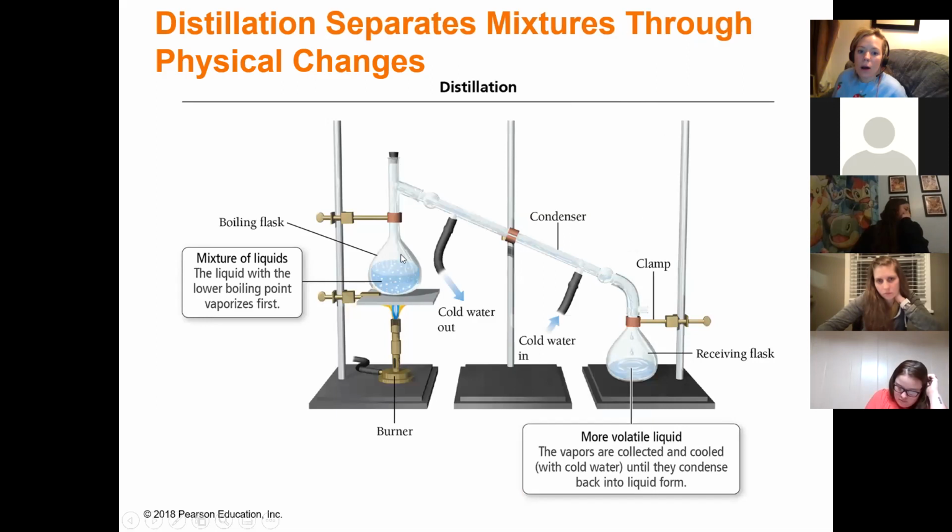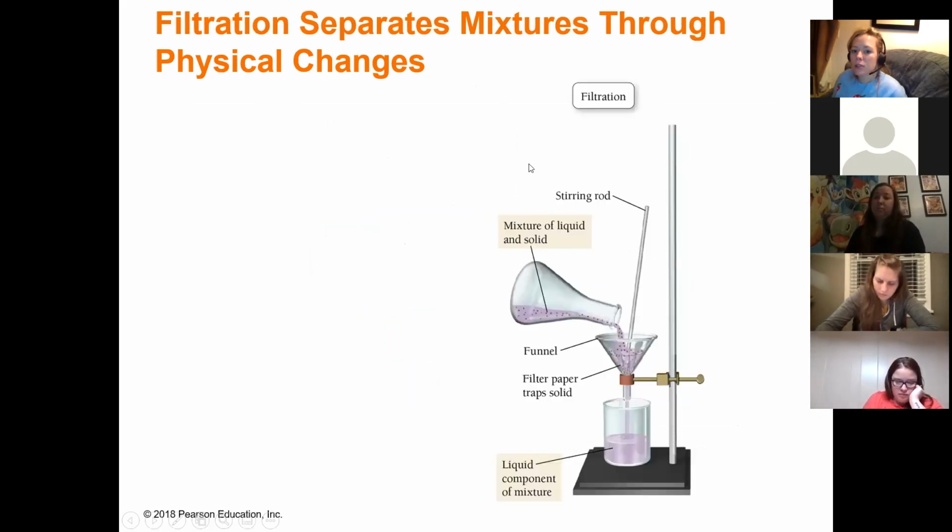I can boil the salt water, and the water will evaporate, and then we can collect it in a receiving flask here and use a condenser. And then what will be left behind will be the salt. So mixtures can be separated through physical changes like heating and cooling. We can also separate some mixtures using filter paper if the chunks in it are relatively large.